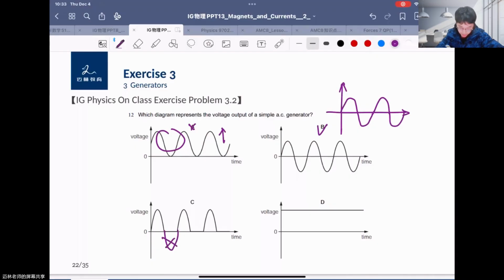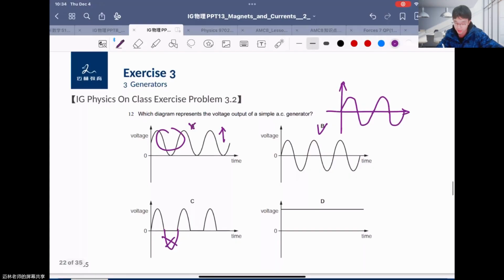we remove this part, right? Because we are making a diode and adding other components to make it a rectifier, right? And for D, you can find it is a very direct current, it has the same voltage at all times, right? So we cannot choose D. Finally, we choose B.